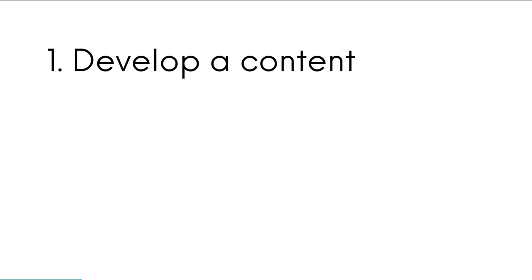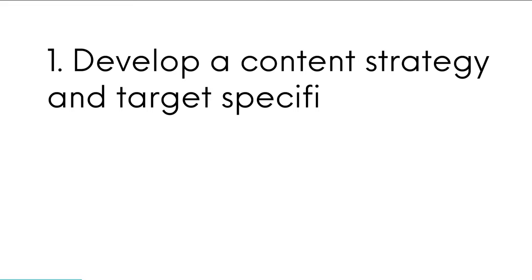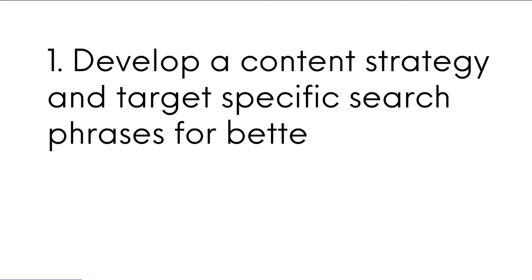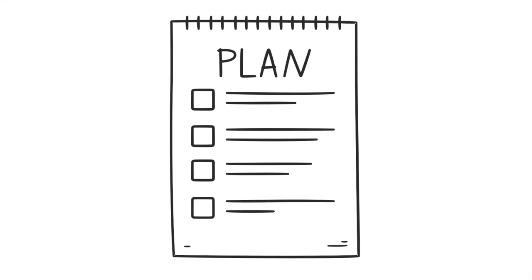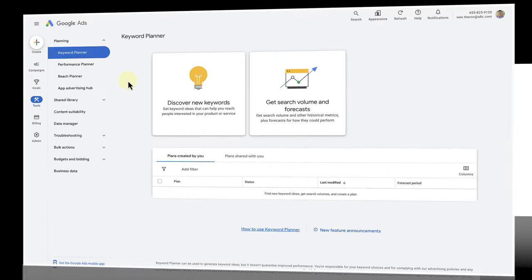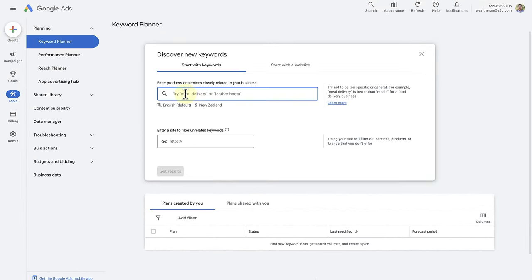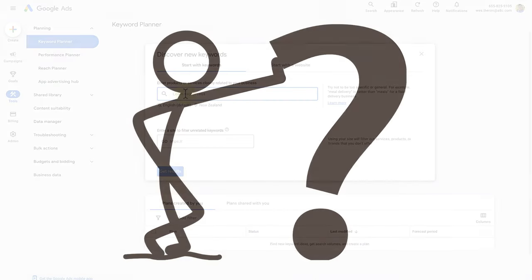Number one, develop a content strategy and target specific search phrases for better SEO. A content strategy helps you plan and consistently create valuable content. Start by researching what your audience is searching for, using tools like Google Keyword Planner. Then, create content that answers their questions and solves their problems.